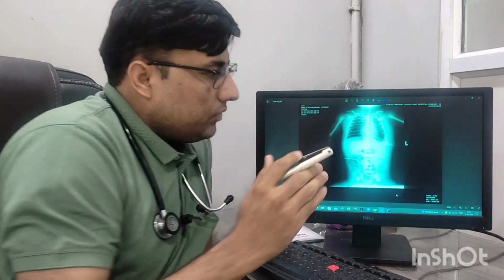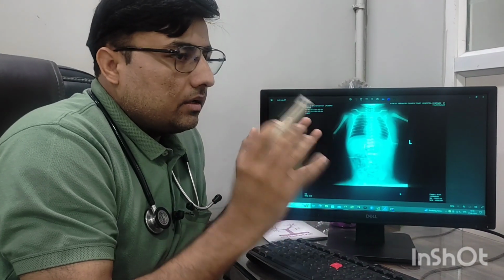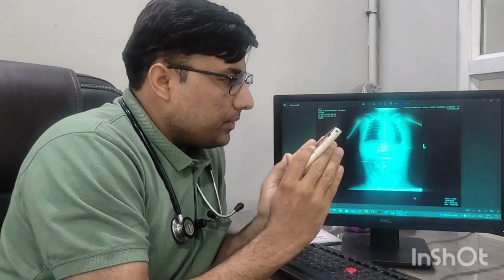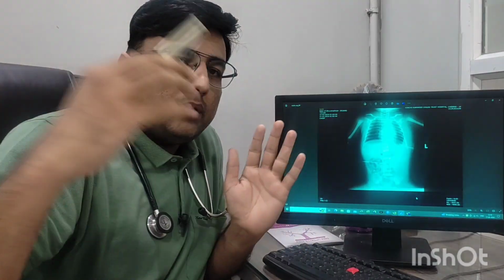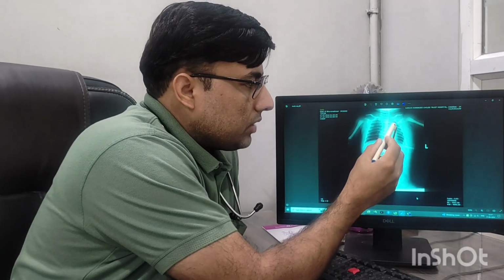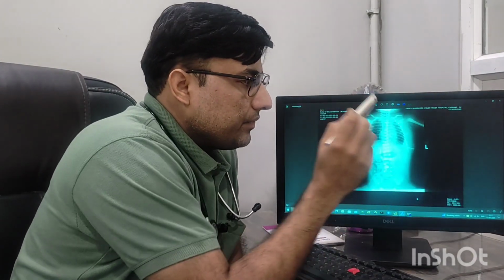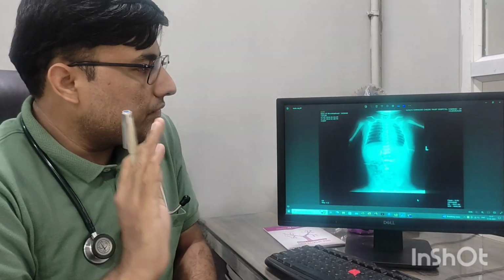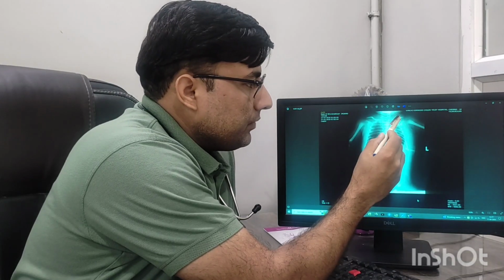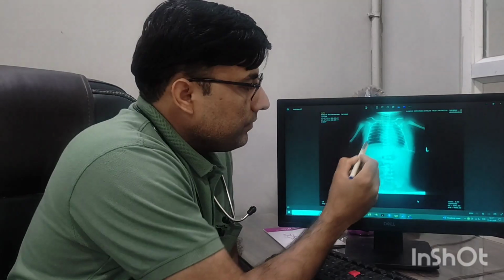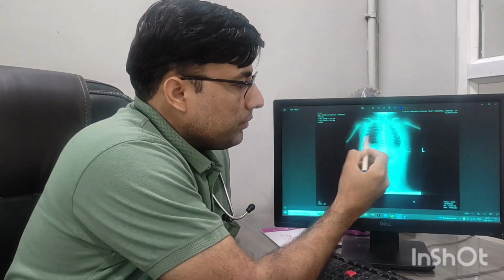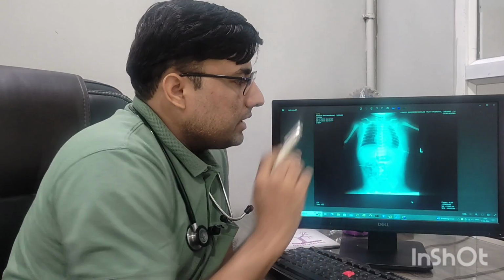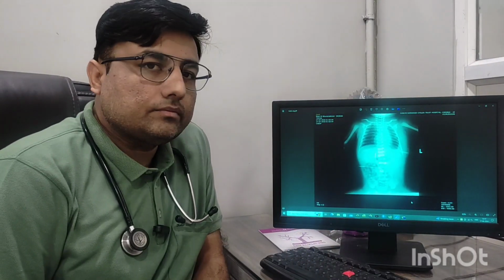Next point is that heart shadow will look bigger in AP view, because any body part which is near to the X-ray beam will look bigger. So heart shadow will look bigger in the AP view and smaller in the PA view. So these 4-5 points are there: clavicle position, scapular shadow, posterior ribs looking more horizontal in AP view, and heart looking bigger in AP view.